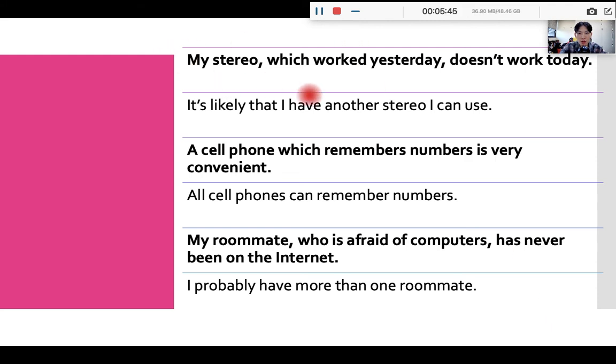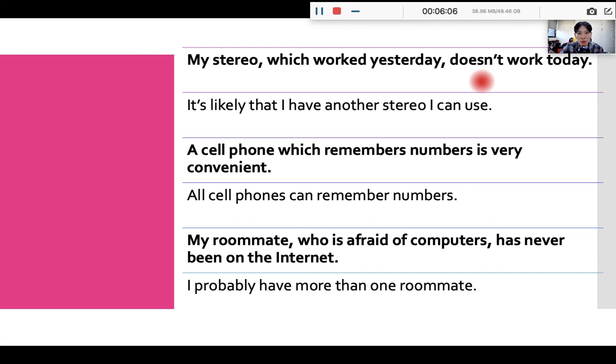My stereo, which worked yesterday, doesn't work today. You see 2 commas in between. Okay, so this is a non-defining relative clause, which means this is a sentence to give us extra information. It's not necessary.